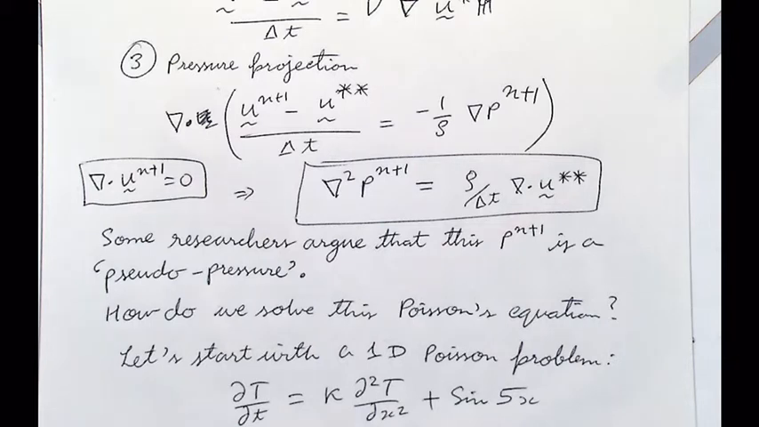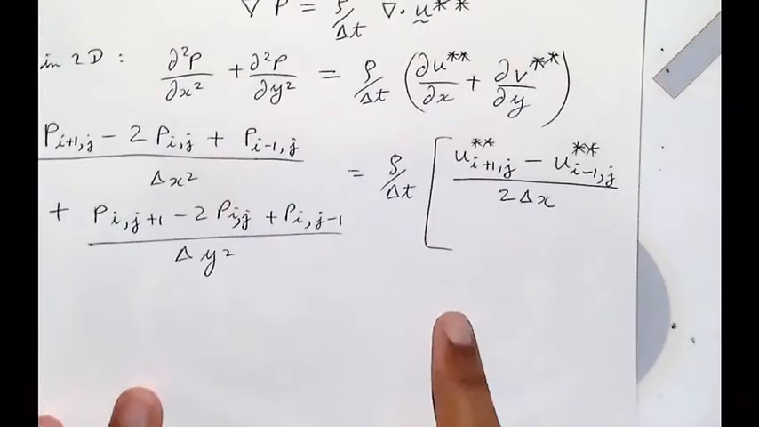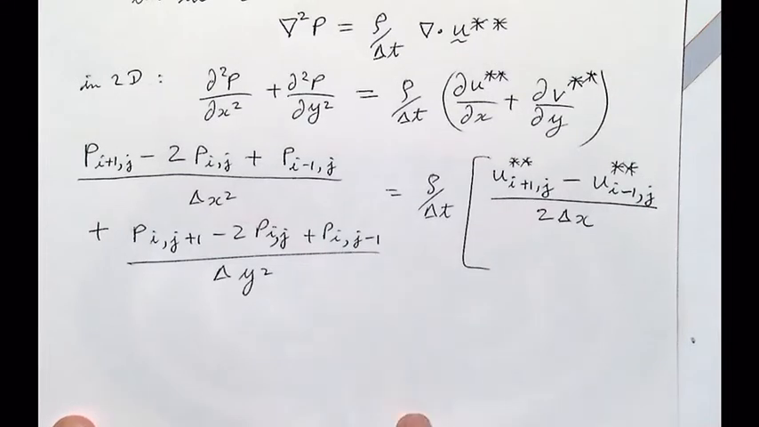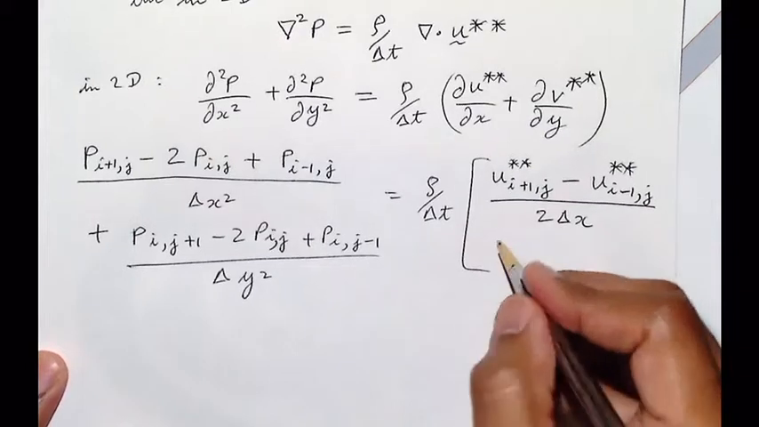Is that clear? Perfect. So let's go back to the pressure. We have the u star star, which we know is intermediate. Okay, let's see, what else? What's next?